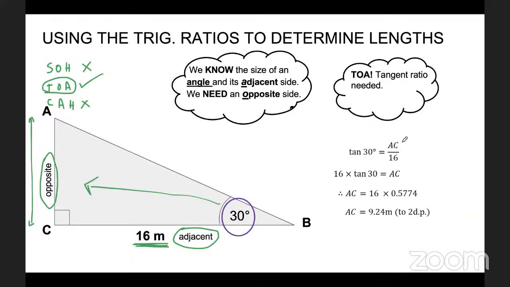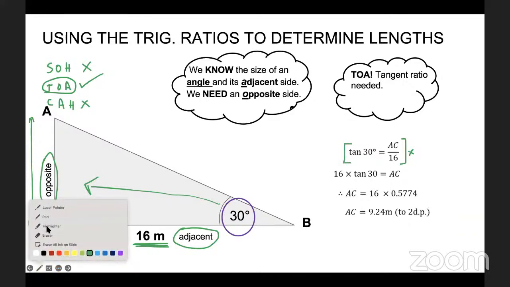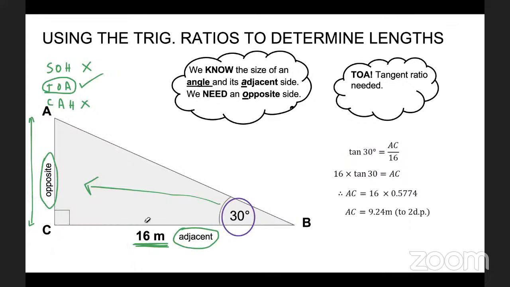Yes, Miss. All right, so I want to get rid of the 16 and make AC the subject of the formula. I want AC to stand on its own. Let's do it the other way. So if I'm dividing by 16, the opposite of division is multiplication. So I'm going to multiply AC divided by 16 by 16.